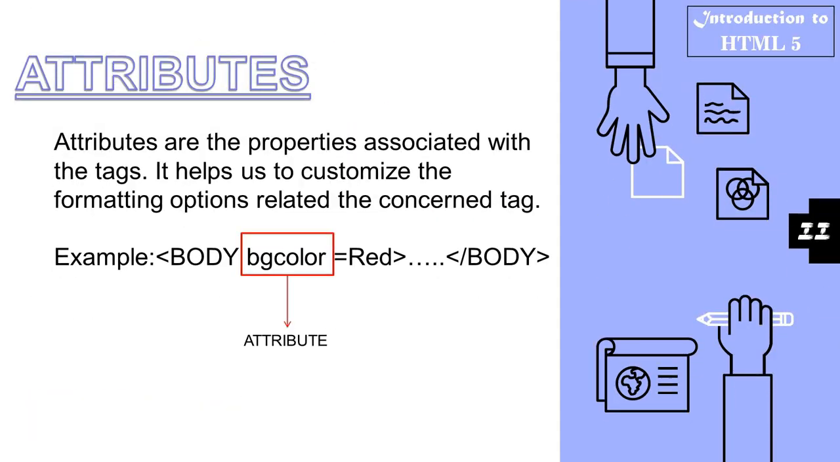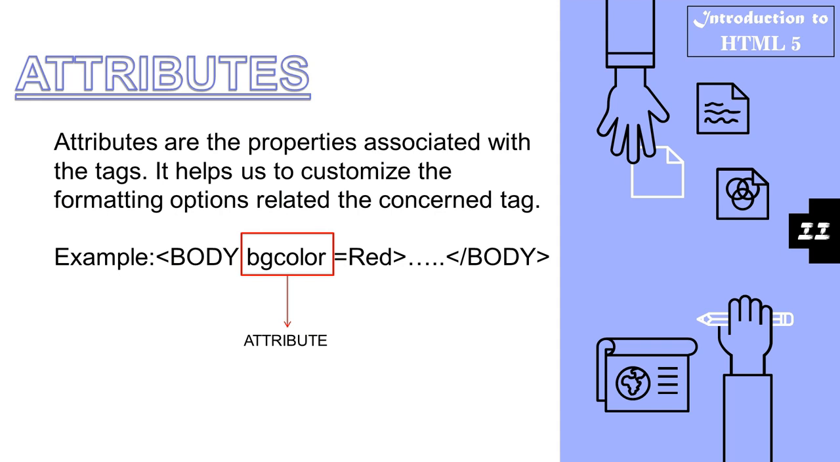The friends of tags, I should say the best friends. Attributes are the best friends of tags. They always come along with the tags. As you can see, the attributes define the properties related to the tag, which means they define the customization options or the formatting options on how the tag will appear or how the tag will affect the content written within it. You can see the example of the body tag.